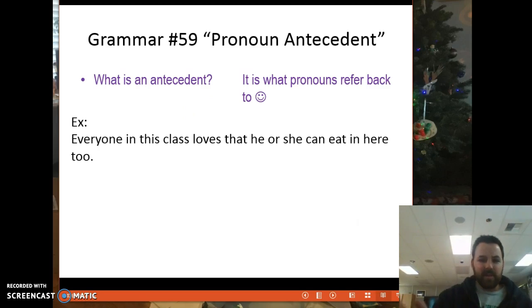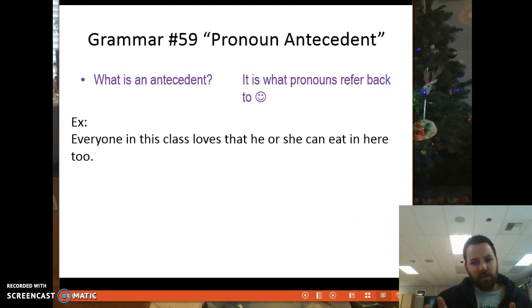The previous ones that we just did on the last slide with the wonderful and talented students Oliver, Vanity, and Miranda aren't as complicated because we've already done those. I want to step the game up a little bit more and go back to those crazy indefinite pronouns. So there it is. Please write down the sentence: everyone in this class loves that he or she can eat in here too.